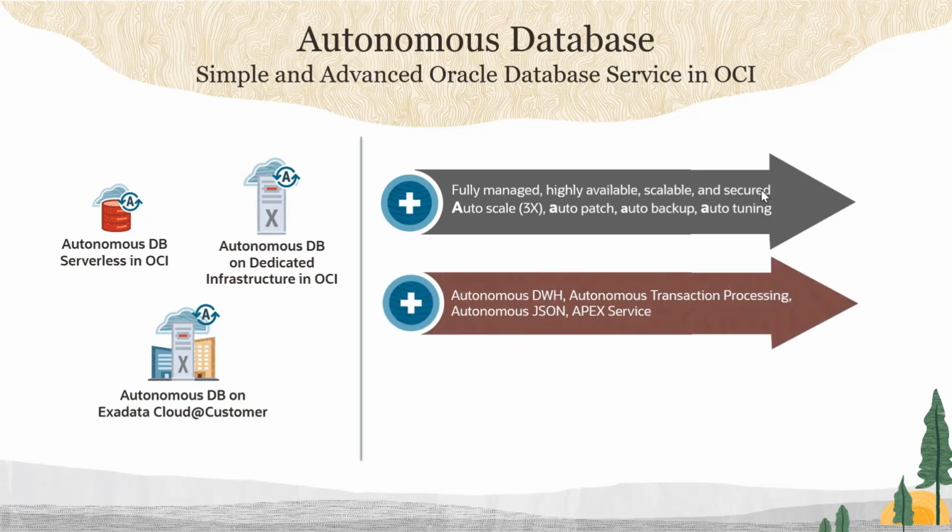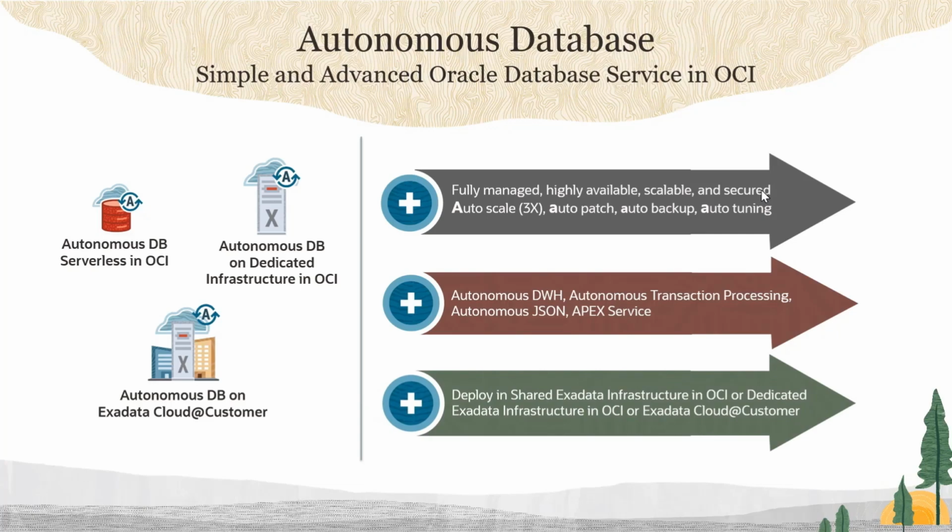Autonomous Database comes in different flavors, optimized for specific workload types. For OLAP workload, you can choose Autonomous Data Warehouse. For OLTP, choose Autonomous Transaction Processing. For JSON workload type, choose Autonomous JSON. And for supporting APEX development, you can provision the APEX service.